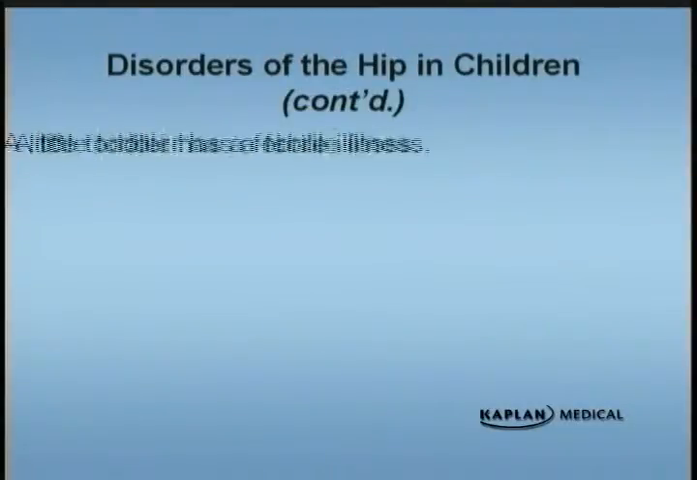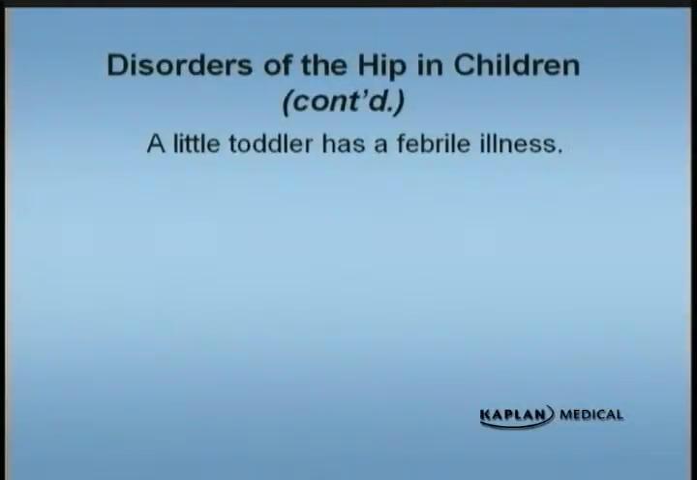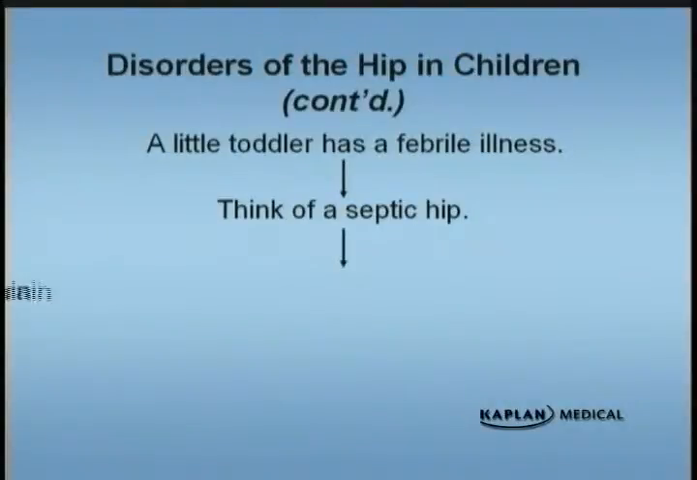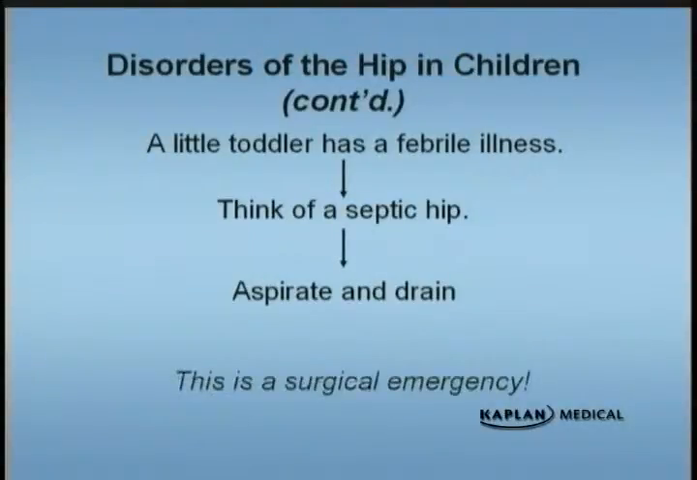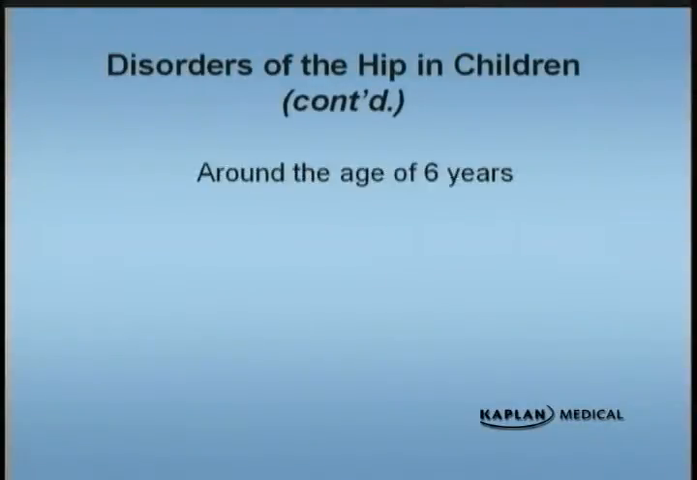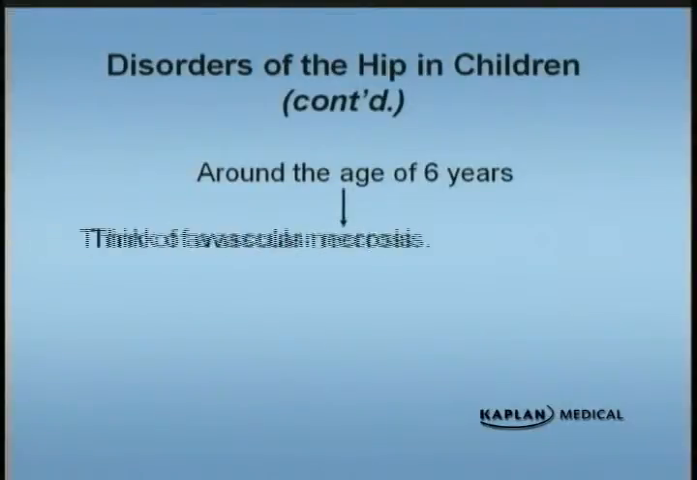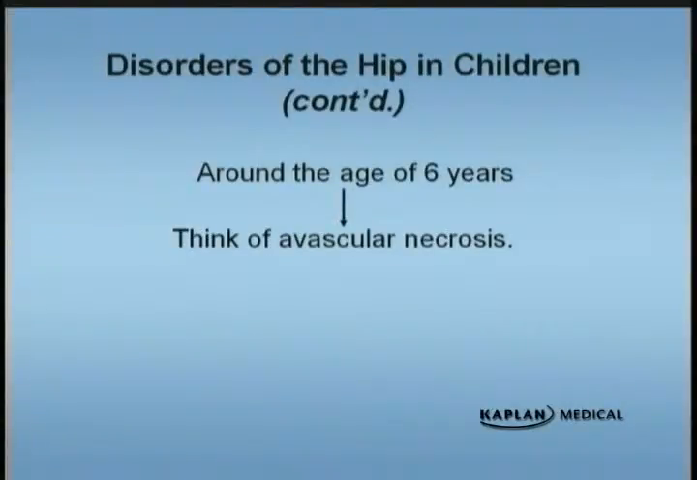But if the child that has something wrong with a hip is a toddler, a little toddler who has had a febrile illness for a day or two, then you think of a septic hip, and you aspirate and drain, and this is an emergency. But on the other hand, if the child that has something wrong with the hip is around the age of 6 years, this is probably avascular necrosis. And this is the one where the treatment is somewhat unclear as to what is the best way to proceed.